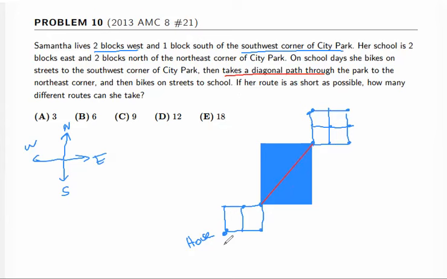I'm going to call this A. I'm going to call this point B. Let's say this is C and this is D. So she has to go from A to B, B to C, C to D. And the question is asking, what is the number of different paths that are possible for her?